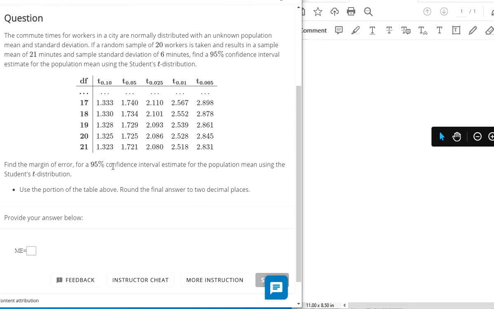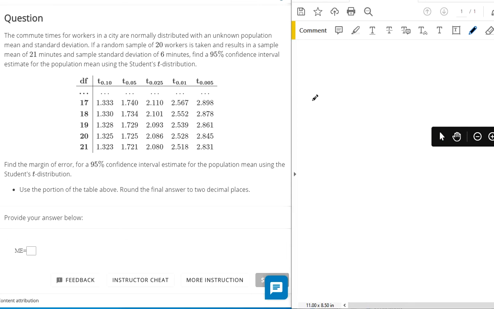Okay, so we're asked to find the margin of error for a 95% confidence interval estimate. When you're constructing a confidence interval, you take a mean or a proportion or some other value, and then you add and also subtract, once for your upper bound, once for your lower bound. You take a value of t star if the population standard deviation is unknown, and in most cases it's not known. Then multiply it by the standard deviation over the square root of n.